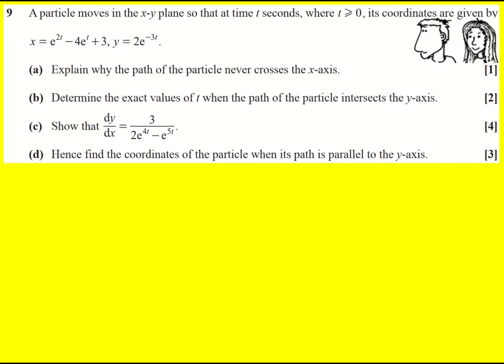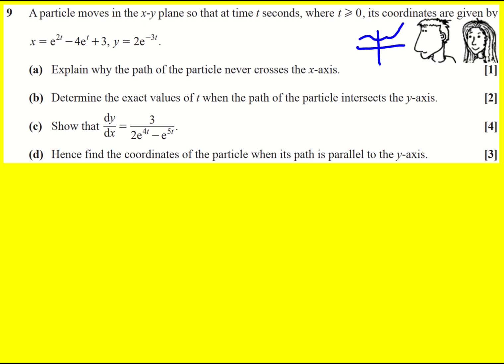We have parametric equations that are describing the movement of a particle in the xy plane with respect to time. And we're asked, first of all, to show or explain why the path of the particle never actually crosses the x-axis. So it's just going to stay potentially one side.